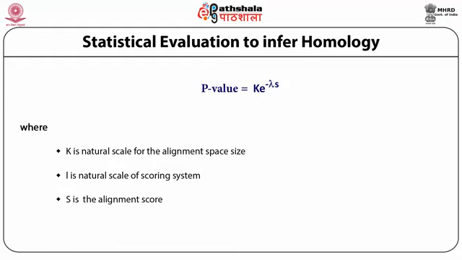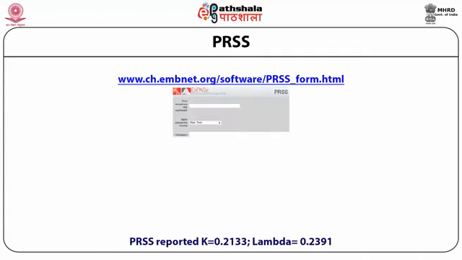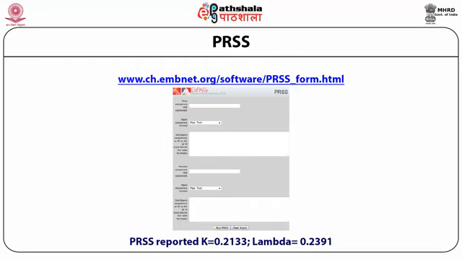But the sequence alignment programs report only the score. The parameters K and lambda are not reported by alignment programs. However, PRSS software available at MNet calculates the parameters K and lambda. Simply paste two sequences as plain text in the provided text boxes and click the Run PRSS button. On the following page, the PRSS reported lambda equal to 0.2391 and K equal to 0.2133.